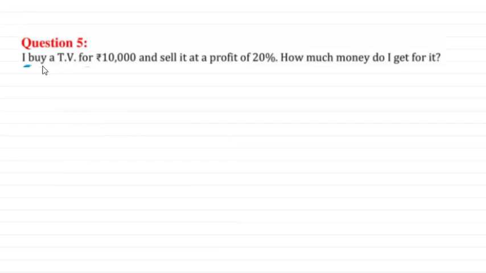So here is another question. I buy a TV for rupees 10,000 and sell it at a profit of 20%. So how much money do I get for it? Wherever you get this kind of question, you can see that the TV is bought at rupees this. So you can say the cost price, or CP, of the TV will be how much?